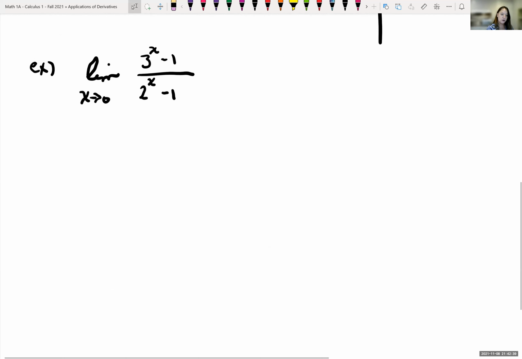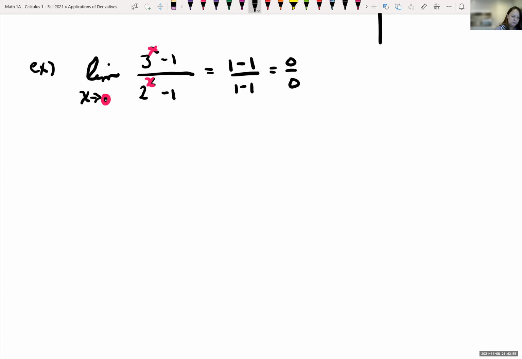So go in, do our direct substitution. Notice we would get 3 raised to the 0 power. Any number other than 0 raised to the 0 power is 1. So we get 1 minus 1 all over 2 raised to the 0 power, which is 1 minus 1. So we get 0 over 0. So we want to differentiate both the numerator and denominator.